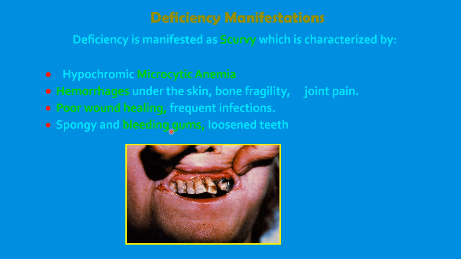Again, related to collagen, there will be spongy and bleeding gums and loosened teeth. This is what I was telling you, the loosened teeth that can easily come out, which we see when you think about the pirates in the movies, most of them have a missing tooth or two. This is because of scurvy, because of the bleeding gums and loosened teeth. So that's what we have about vitamin C.